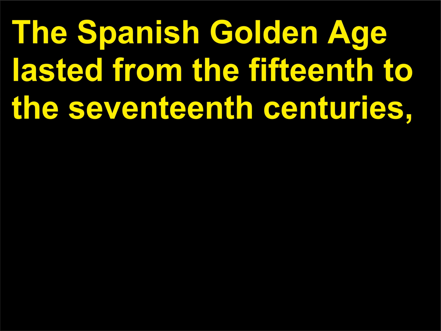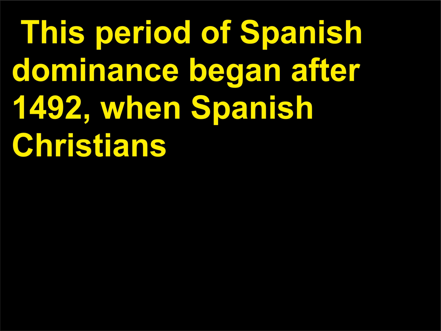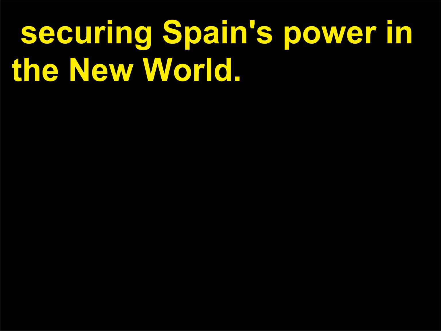The Spanish Golden Age lasted from the 15th to the 17th centuries, during which time Spain was one of the wealthiest countries in the world and arts and literature flourished. This period of Spanish dominance began after 1492, when Spanish Christians reconquered Spain from the Moors and sponsored Christopher Columbus' journey across the Atlantic, securing Spain's power in the New World.